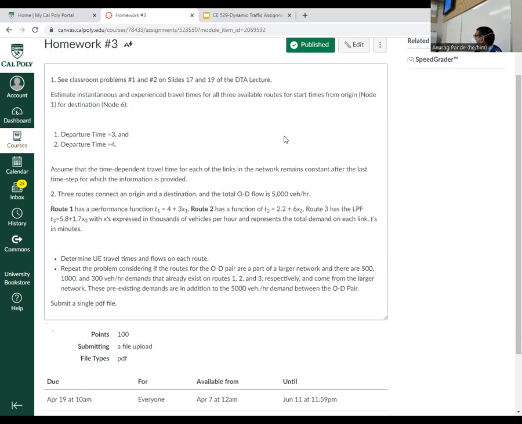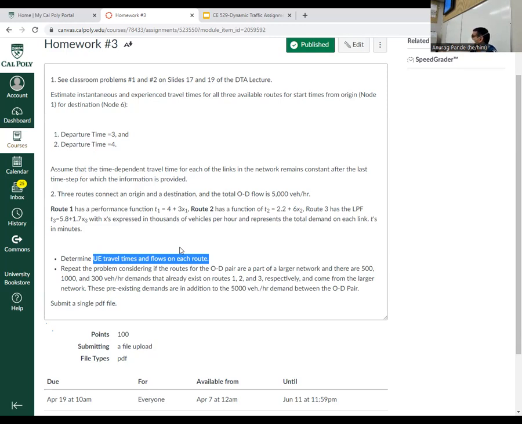Okay. Yes, please. For the second problem, do you want us to give the answer in x1 or x1 prime? So yeah, I need the user equilibrium flow on each route. I'm looking for the total flow that will exist on these routes. So I do need that total flow. And once you know the total flow, you can easily derive the new flow as well.